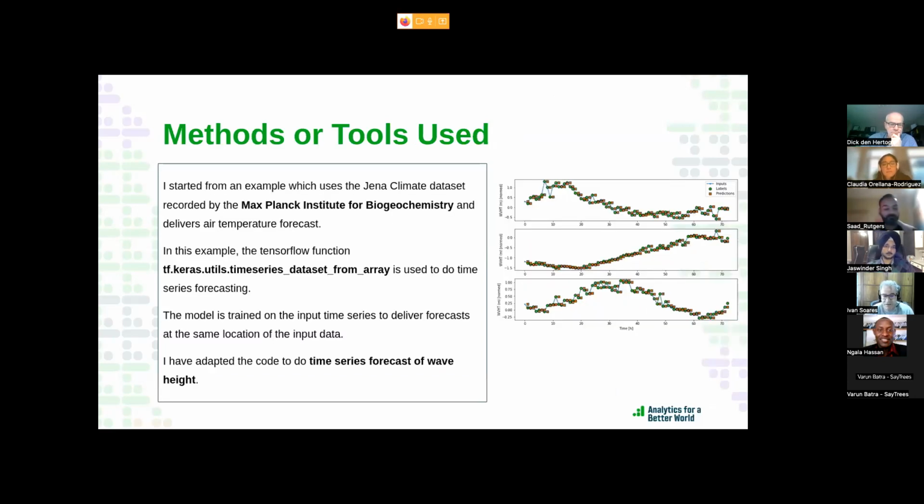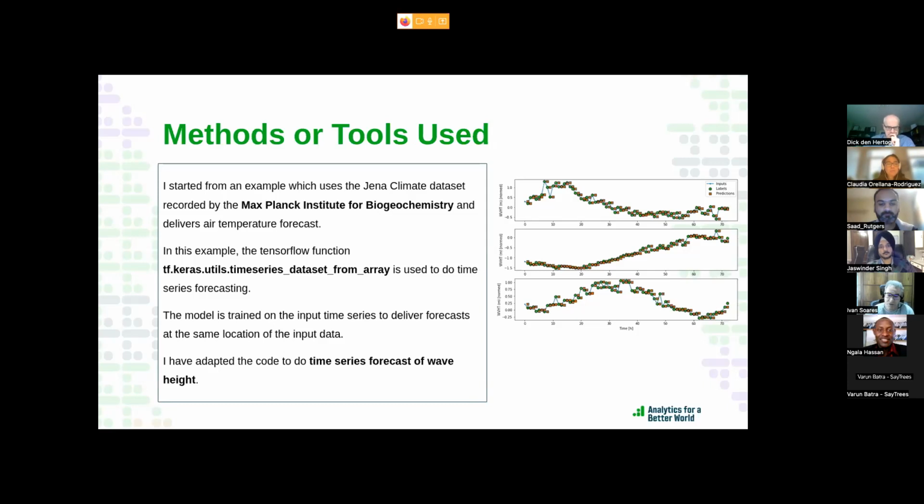And well, I started from an example. I got this code from an example that used the Jena climate data set recorded by the Max Planck Institute for Biogeochemistry. And this model delivers air temperature forecast, okay? And it uses TensorFlow, and the TensorFlow function is used to do a time series forecasting. So the model is trained on the input data, which is a time series of air temperature, to deliver forecast at the same location of the input data.